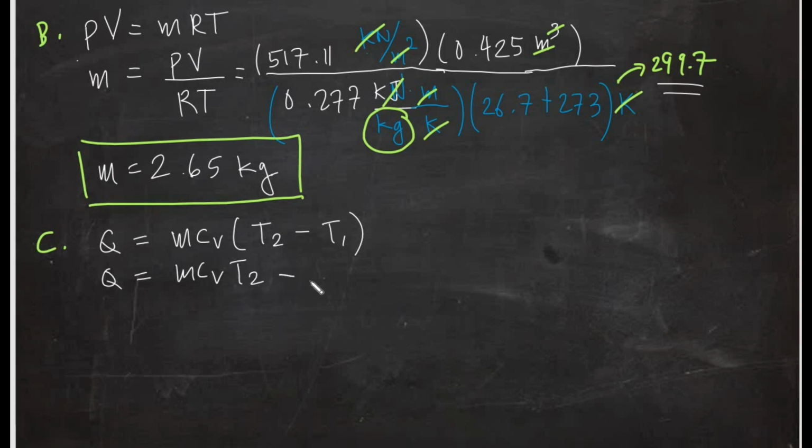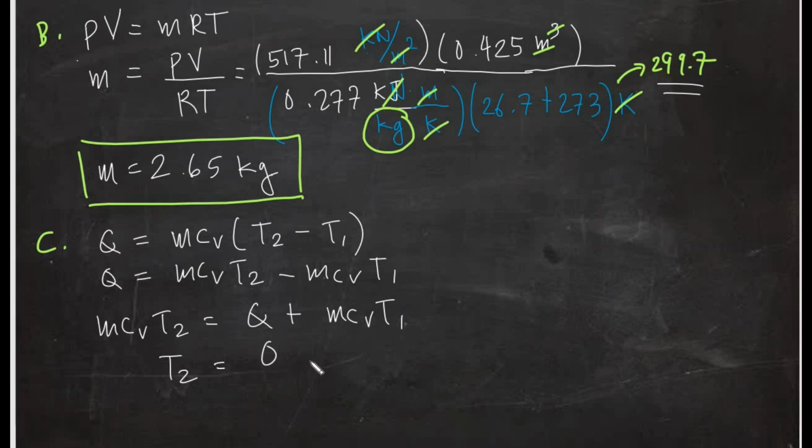Okay, so from this equation, first let us solve for T sub 2. So we have mC sub V T sub 2 is equal to Q plus mC sub V T sub 1. And T sub 2 would be Q plus mC sub V T sub 1 over mC sub V.